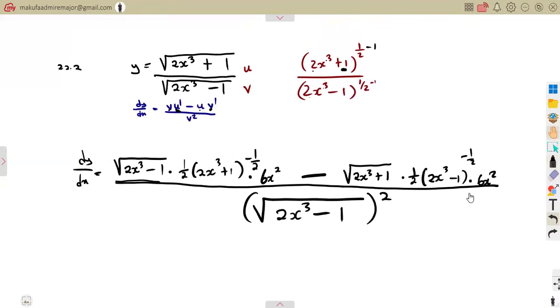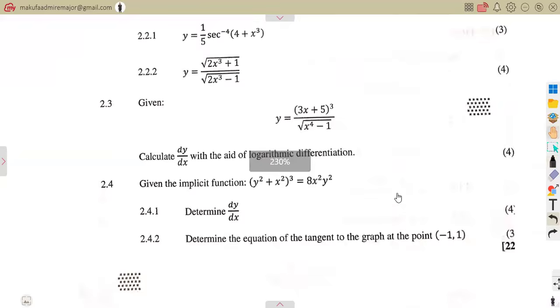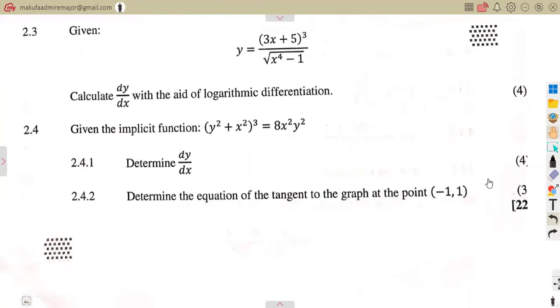So that is what we could have done whenever you're given this part and simplification is not required. Do not worry much. There you obtain your 4 marks. Then 2.3: given this part here, calculate the derivative of y with respect to x with the aid of logarithmic differentiation. Then we've got 4 marks for that.